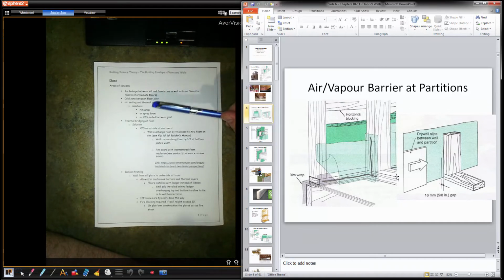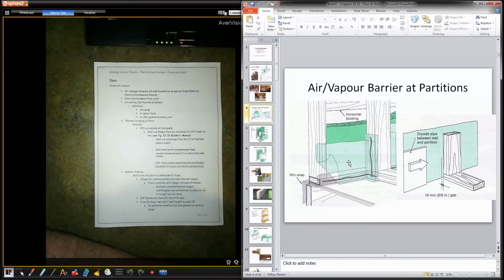Another issue for problem zones: air sealing and thermal problems. The solution is rim wrap, spray foam, or XPS seal. That goes with this note here, cold zone in floor joist. So proper air sealing and thermal problems: one is useless without the other. If you had just a vapor barrier or an air barrier there and no insulation, it's going to stop the air from coming through, but it's still going to be cold.